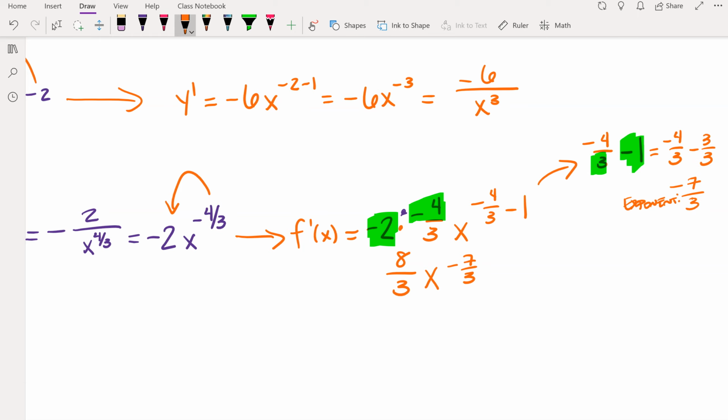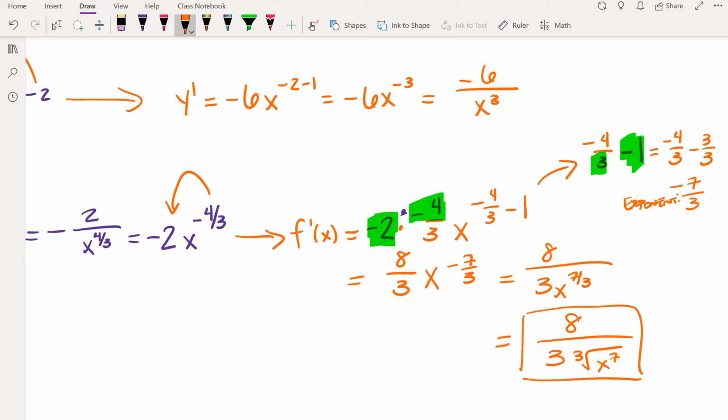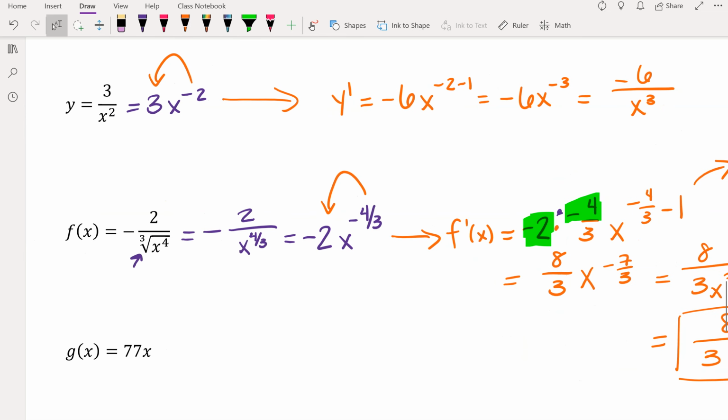This is a short answer acceptable solution to the derivative, but if we were going to write it in multiple choice form, we would need to push the x down into the denominator. So we have 8 over 3x to the positive 7 thirds, and then we would need to convert it to a root. So equals 8 over 3, and then you have cube root of x to the 7th. All right. And then that would be our final multiple choice answer. Cool. Last one, y'all.